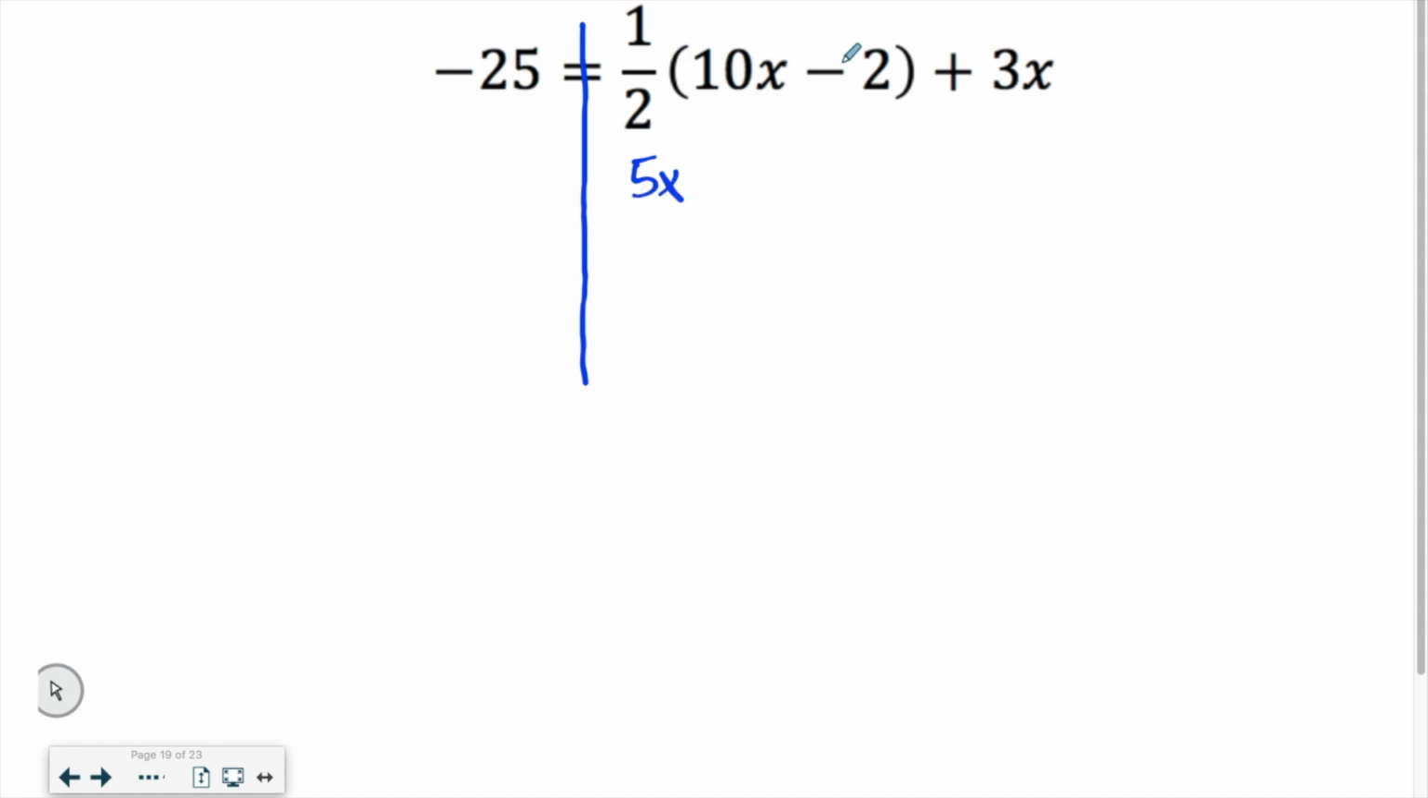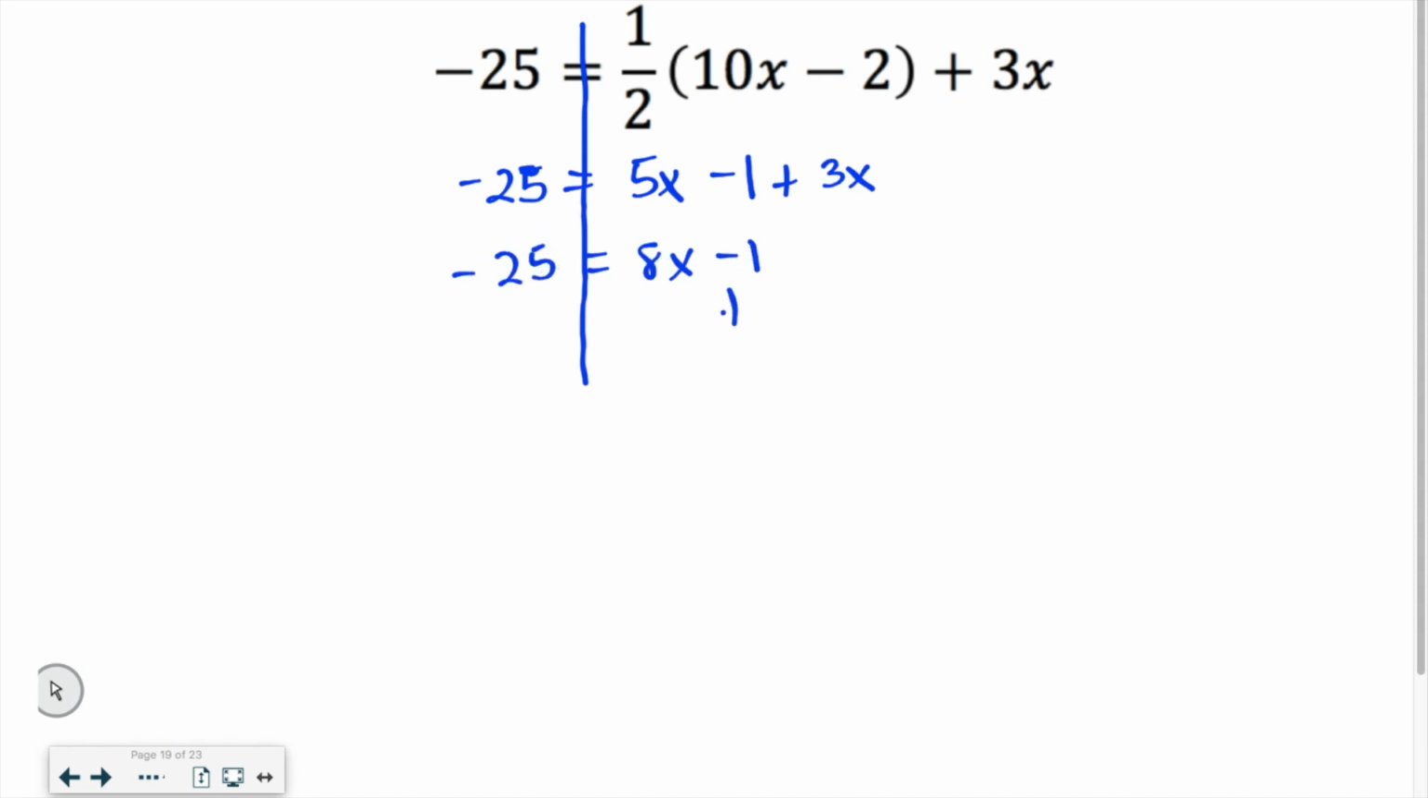And 1/2 times negative 2 would just be negative 1. And then we're just going to tag on the right-hand side that we haven't done yet, and the left-hand side that we haven't worked with yet either. Whoa, that's supposed to be a 5. There we go. All right, so we have a couple things we can combine on the right-hand side. 5x and 3x gives us 8x. And minus 1 we didn't do anything with yet, and neither did the negative 25.